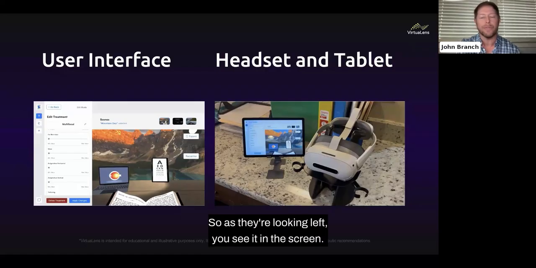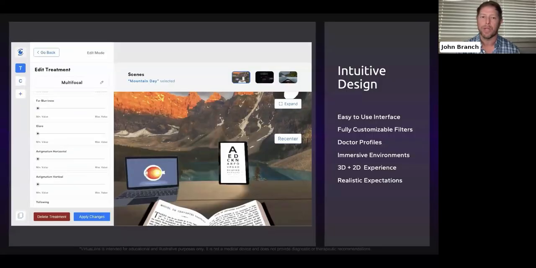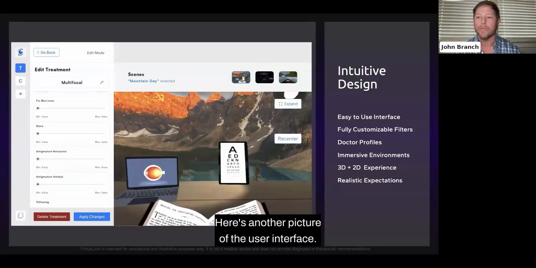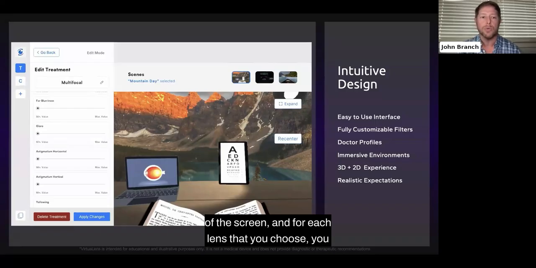So as they're looking left, you see it in the screen. As they look up and down at the book or the mountains, you see that at the same time. Here's another picture of the user interface. It's pretty easy. It's pretty intuitive. And you can kind of see here that there's a lot of different filters there on the left-hand side of the screen. And for each lens that you choose, you go up and down and you adjust those filters to create the lens qualities that you want.